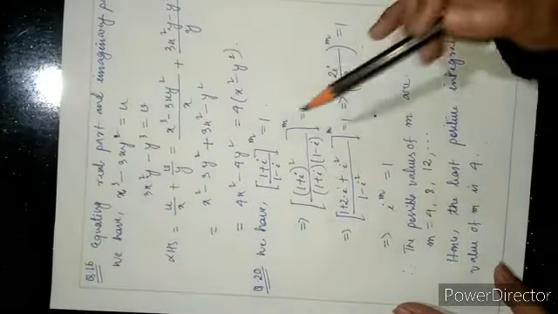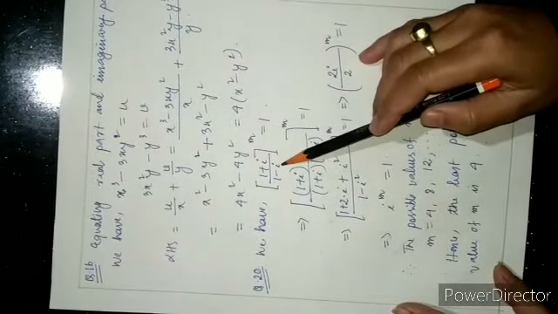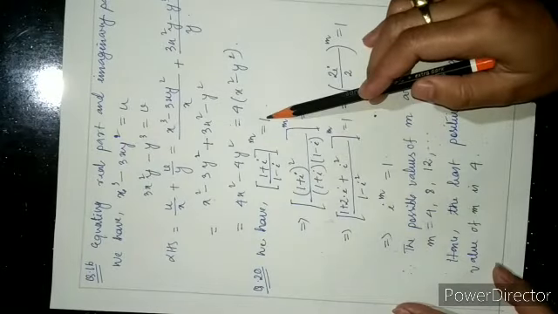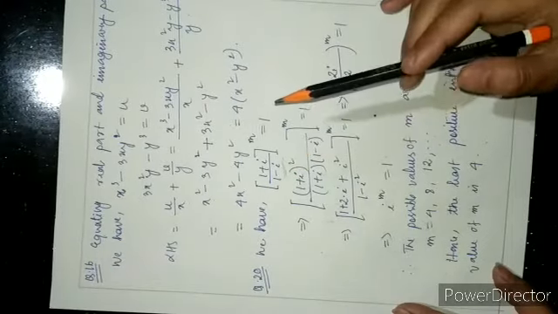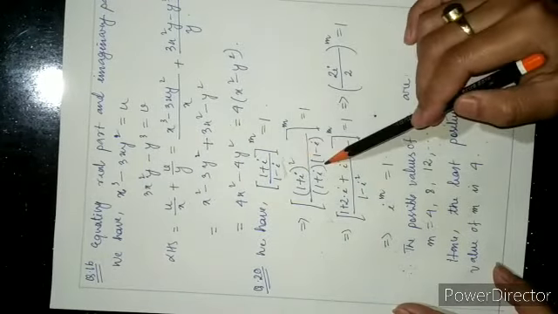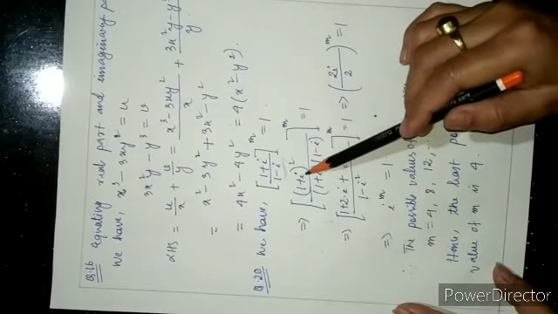Question number 20. If ((1 + i)/(1 − i))^m is equal to 1, then find the least positive integral value of m. Integral means integer, and it should be positive. We have ((1 + i)/(1 − i))^m equal to 1. First rationalize this complex number. For this, we have to multiply the denominator and numerator by 1 + i.